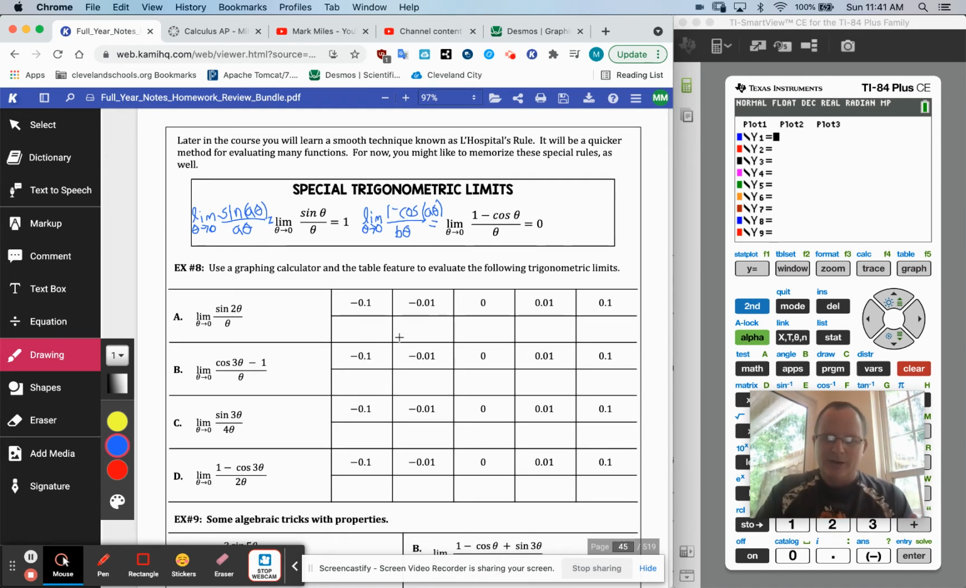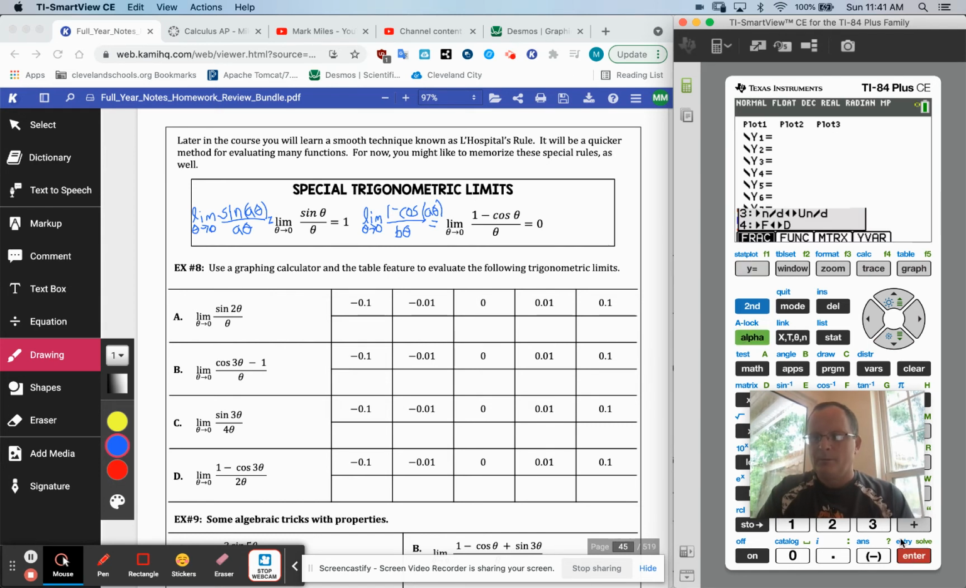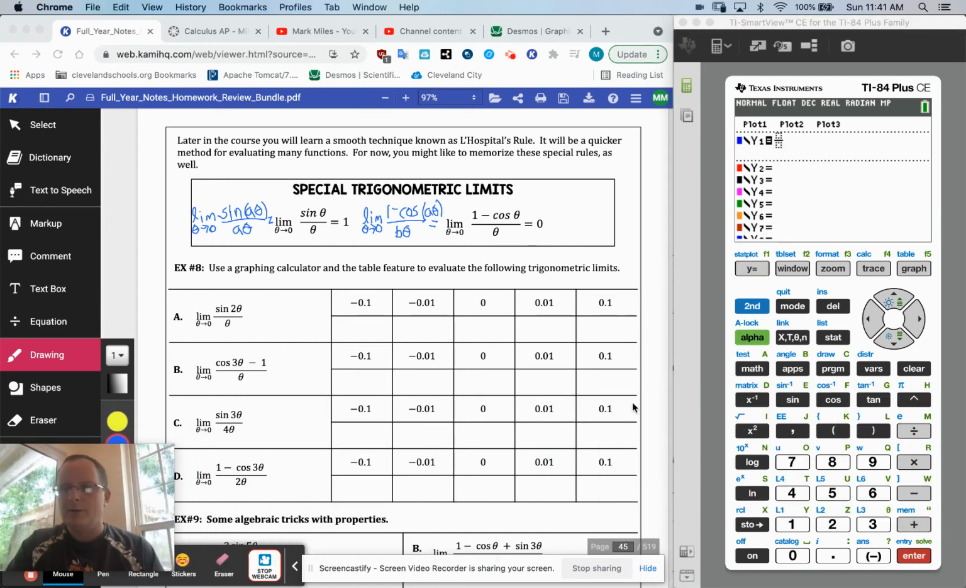Now, down here again, on example 8, we're approaching 0. I can show you using the table. So let's go table, setup, starting at 0 sounds good to me. I'm going to have it ask. Okay, everything looks good. So here we go. Let's go alpha F1 for pretty fraction. Move this out of the way. And what do I got? I got the sine of 2 theta, and we're using x, of course, on top, and on the bottom, it's just the theta, which in this case is x.